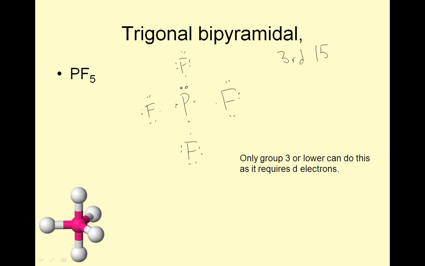Now, notice that's only 4, so I've got to sneak another one in here. So just kind of wedge it right in this spot. And then I connect the dots. Okay, notice I only connect single electrons. Now, if I have 5 things, we'll have some shapes to do it. It looks like this, okay? So this is trigonal bipyramidal. Only group 3 or lower can do this, okay?